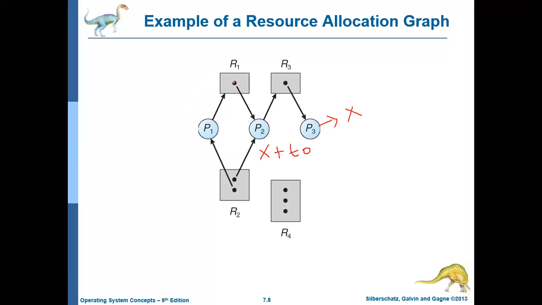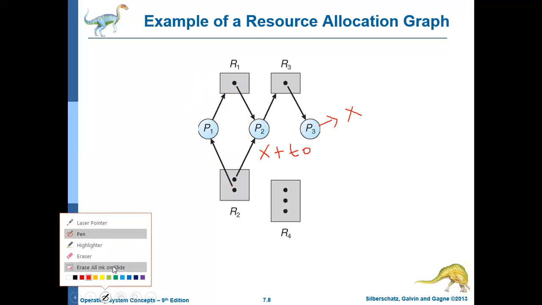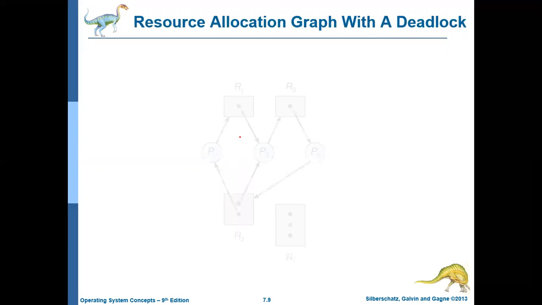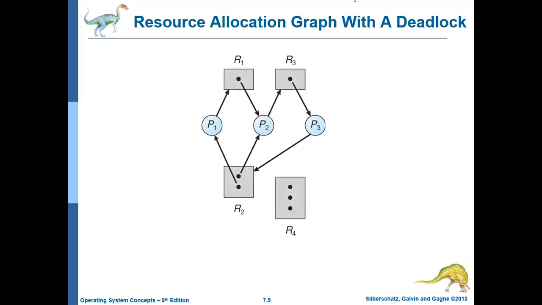And then P1, which is waiting for R1, will get R1 and eventually it will also complete. So basically this is not a deadlock situation, and you can understand that from the resource allocation graph also: as there is no cycle, there is no deadlock here. Now let us see the next case, where there is a deadlock, and see what happens.